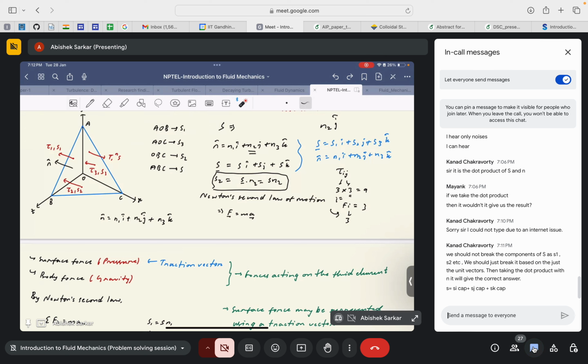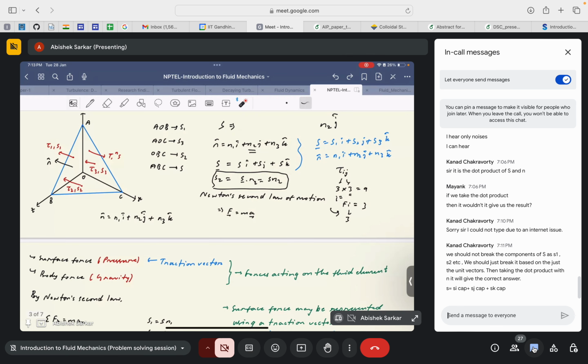Okay, so Kanad, we should not break the components of S as S1. Yeah, that's what I have done here. Taking the dot product with n will give the correct answer. So that's exactly what I have done here, but I'm just not sure whether this is correct or not. That's why I was confused a bit.